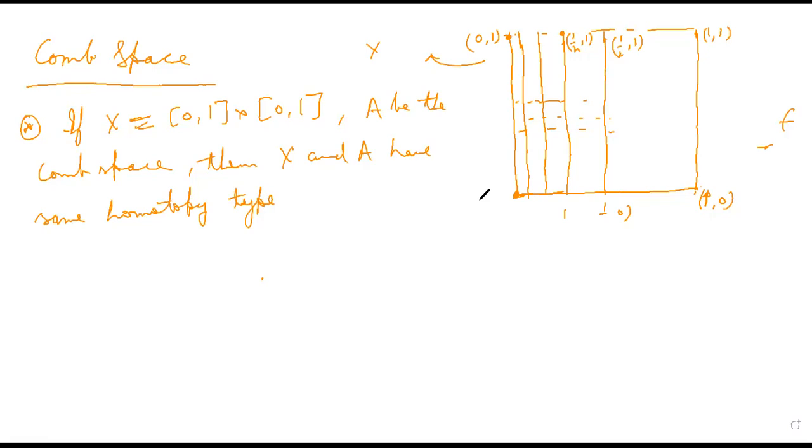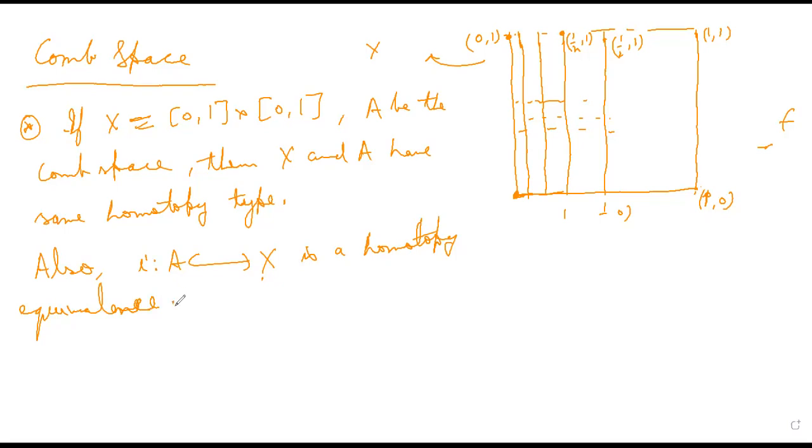And also we have seen that if you have two contractible spaces, then any map between them is a homotopy equivalence. Also, this inclusion map from A to X is a homotopy equivalence. It means that hence A is also a retract of X.